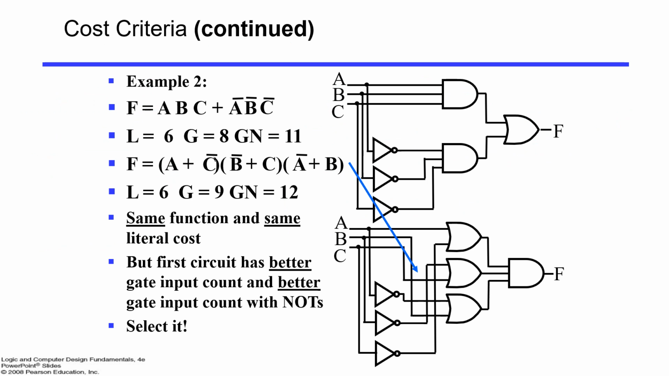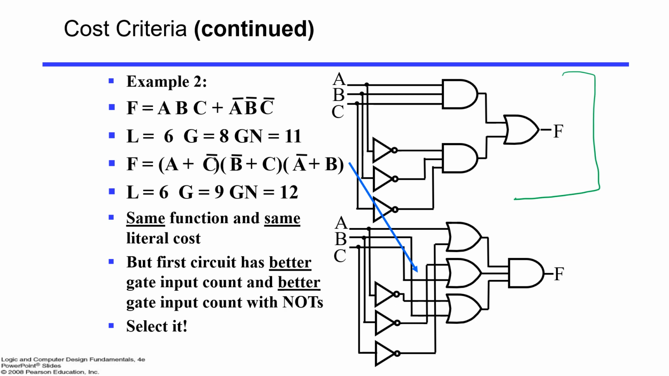Similarly, let's look into here. So let us take this example first. So we have A, B, C plus A bar, B bar, C bar. So how many L for this? So what is the value of L? It's 6. 1, 2, 3, 4, 5, 6. What about G? So you will get 1, 2, 3, 4, 5, 6. You can say here, add 2 for the OR gate. So you will get 8. And what about GN? It is 11 because 3 NOT gates will be added here.